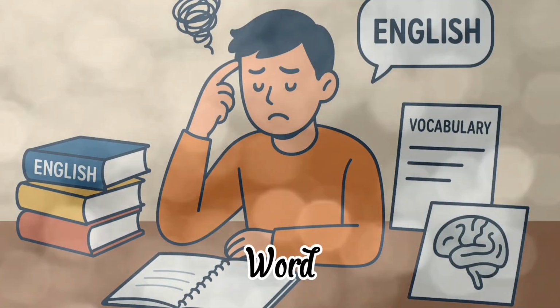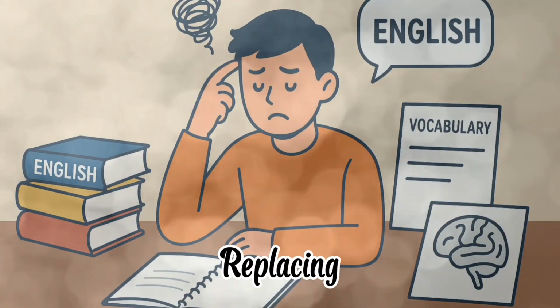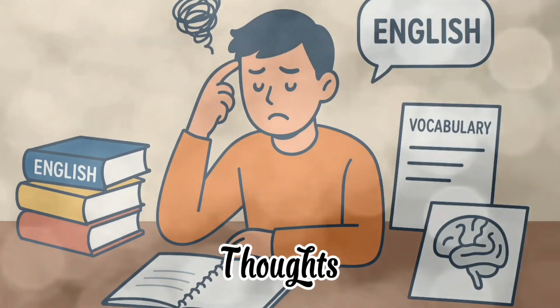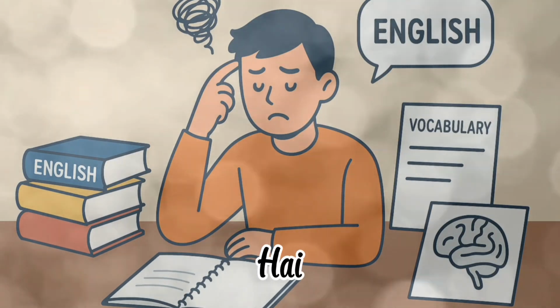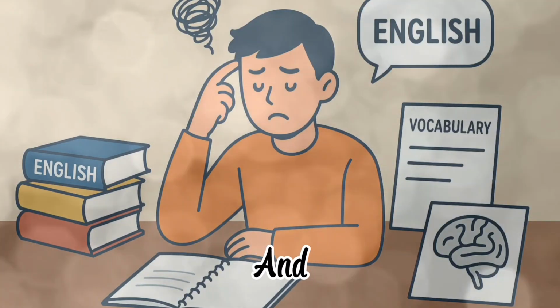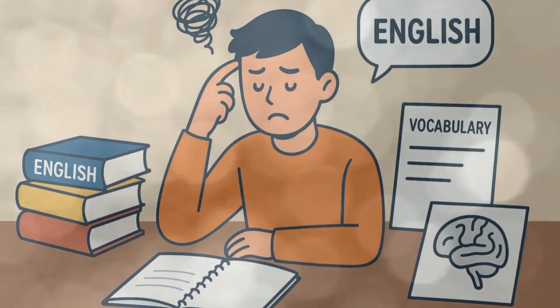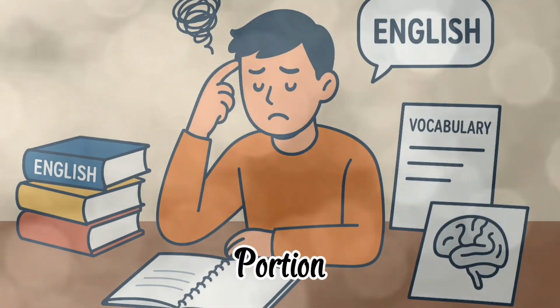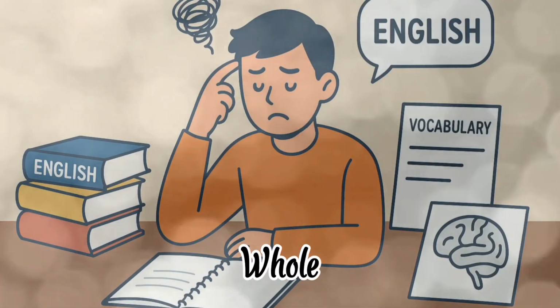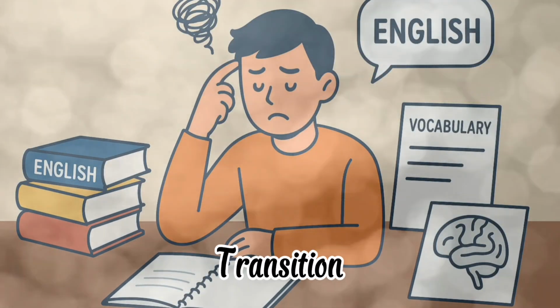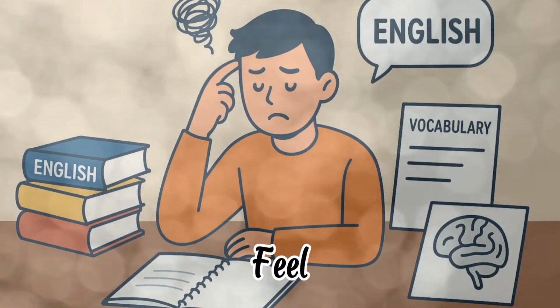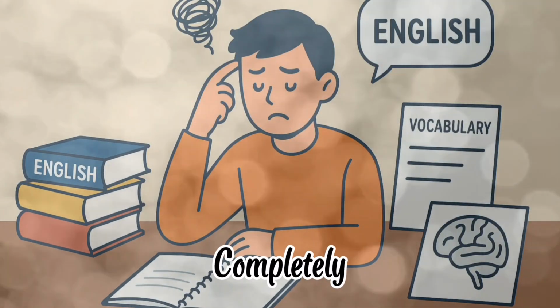Another technique is word substitution. Start replacing small common words in your daily thoughts with English ones. For example, if you think chai garam hai, replace chai with tea and say tea garam hai. Slowly increase the English portion of your thoughts until your whole sentence turns into English. It's a natural and smooth transition, and you won't even feel when your brain stops translating completely.